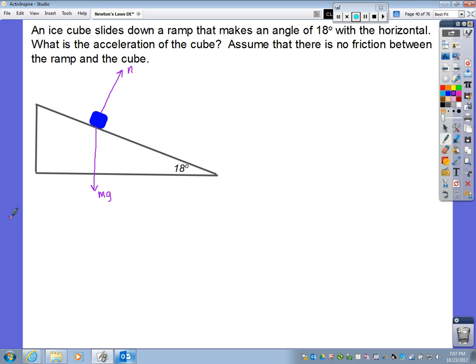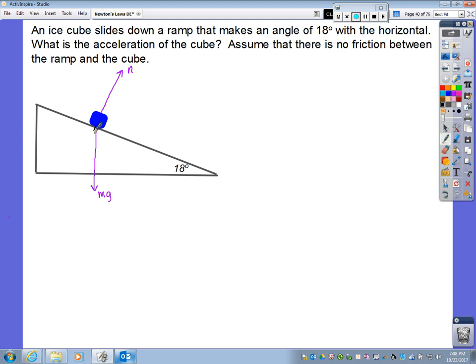The normal force is perpendicular to the ramp, so it's not pushing it up the ramp or down the ramp. Gravity is pulling it slightly down the ramp and also into the ramp. So this is the tricky part. Since the motion is along the ramp, we want to look at the forces along the ramp and the forces perpendicular to the ramp. So instead of looking at x components and y components, we're going to look at parallel components and perpendicular components.